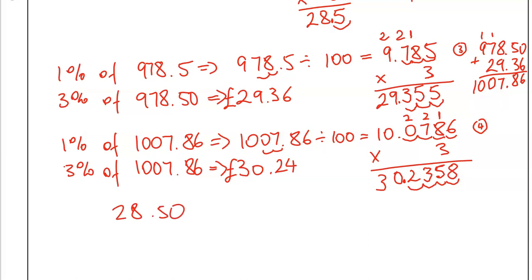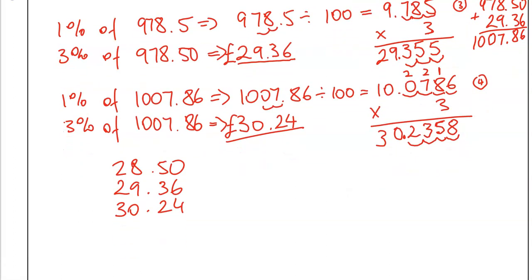Then for the second year, we've got 3% of this, so that was £29.36. And finally, we've got £30.24. So let's add all of these together.